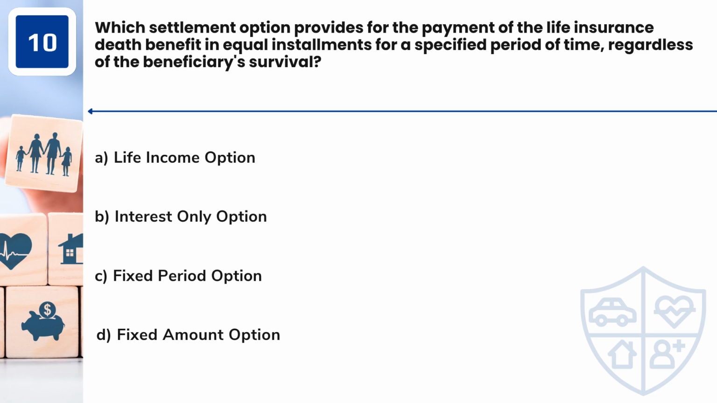Question 10. Which settlement option provides for the payment of the life insurance death benefit in equal installments for a specified period of time, regardless of the beneficiary's survival? A. Life income option. B. Interest-only option. C. Fixed period option. D. Fixed amount option.